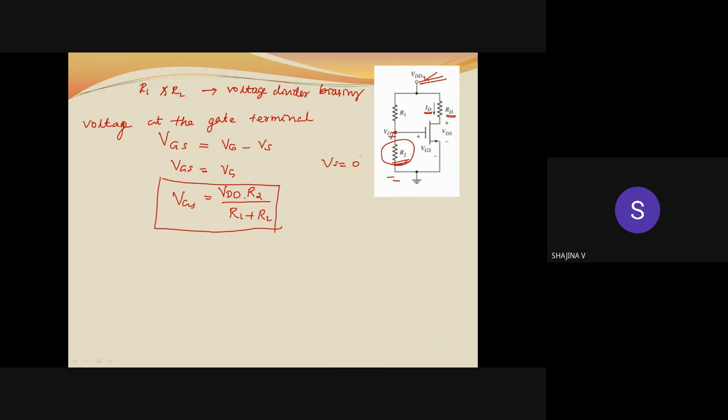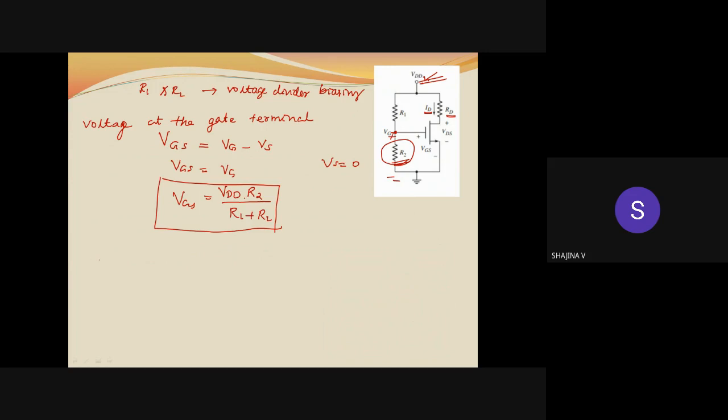See here VS equal to 0. If a resistor is present at the source terminal, we have to consider that also. VS cannot be 0. In that case, VGS should be equal to VG minus VS. VS will have some value and your expression may vary.